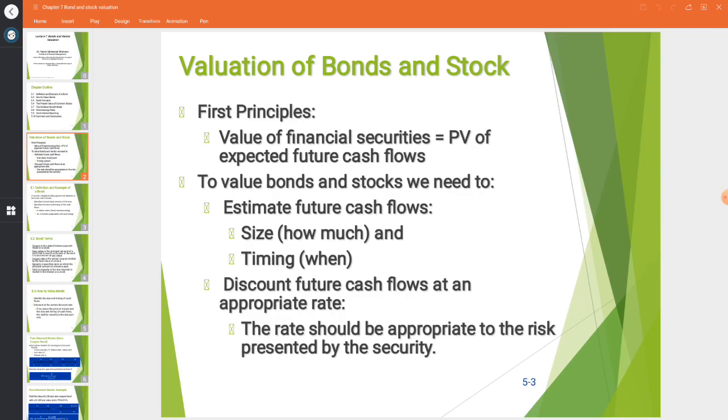This means that if you would like to assess the market value or the present value of a specific bond and stock, you need to have an estimate of future cash flows regarding the size and the timing of those cash flows, and you must have the discount rate, which is a reflection of the degree of risk attached to this security.